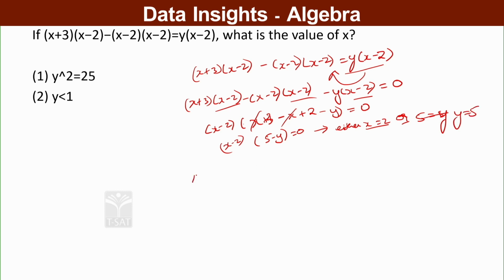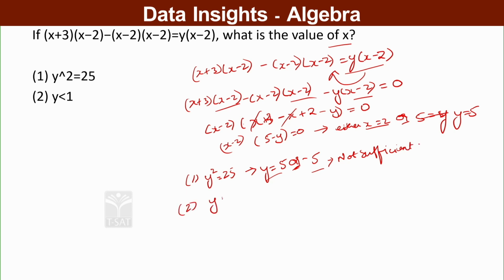The first piece of information is telling us that y square is 25. That means y can be either 5 or minus 5. So here we cannot definitely say whether y is 5 or not. They are asking the value of x. If y is 5, x can be anything, but if y is minus 5, x has to be 2. So here you are not getting sufficient information to answer the question.